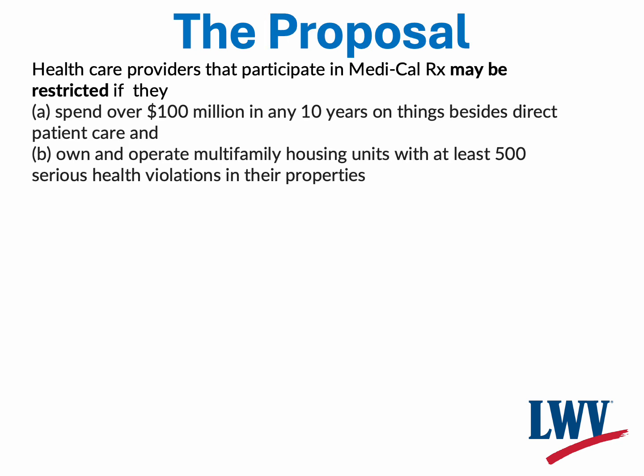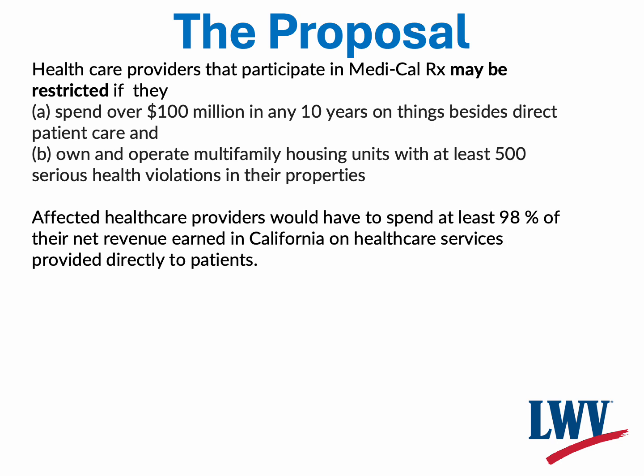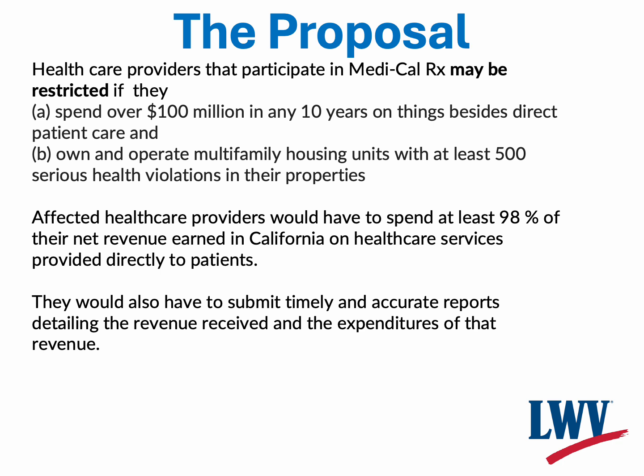So here's the proposal put forth by Proposition 34. If you happen to be a healthcare provider, you may face restrictions if you spend over $100 million in 10 years on anything other than direct patient care. And if you happen to own and operate housing units with over 500 violations on your properties, you would have to spend at least 98% of your revenue on direct care to patients. That would be a requirement. And in order to keep you honest, you would have to submit timely and accurate reports proving how you were spending your money.